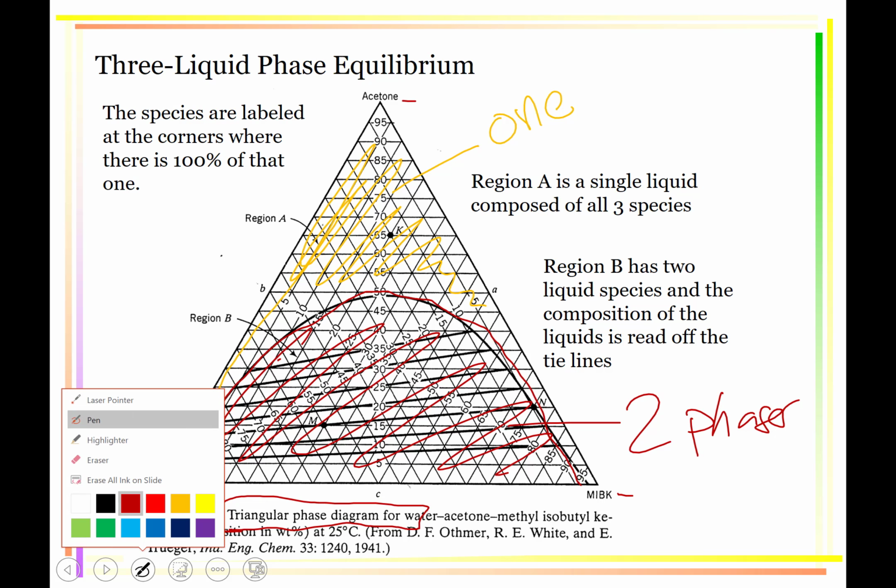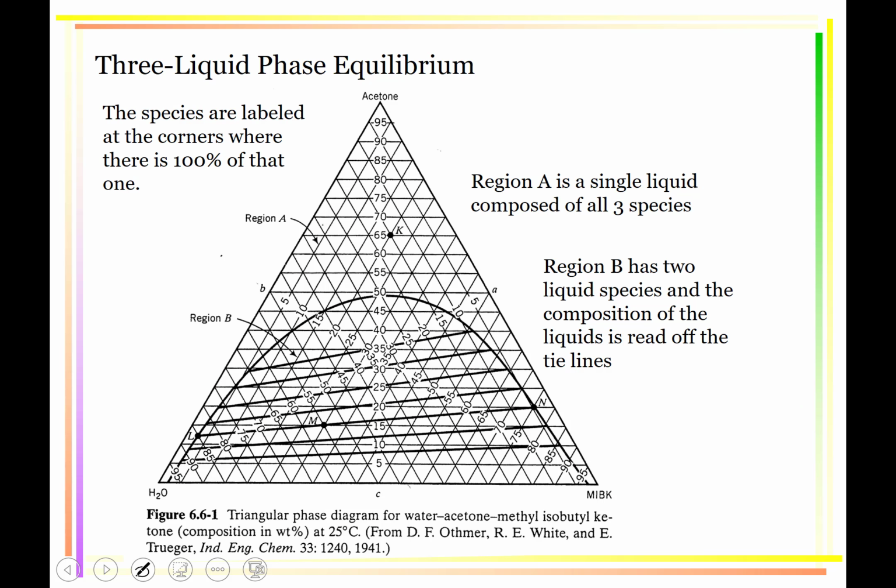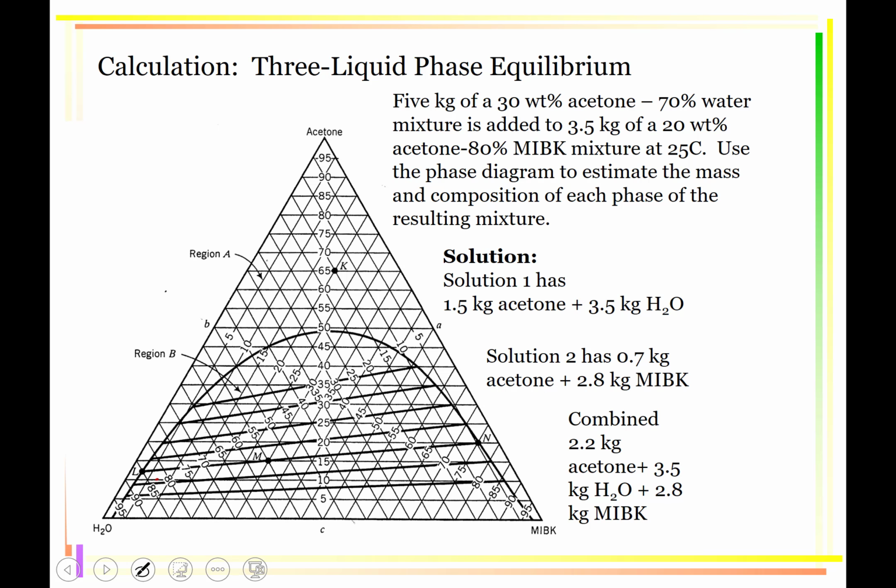Now, these points, the axes, are 100% of whatever the compound is. So this point here is 100% MIBK. This point here is 100% acetone, and this point here is 100% water. All right, so we are going to learn how to read this diagram.